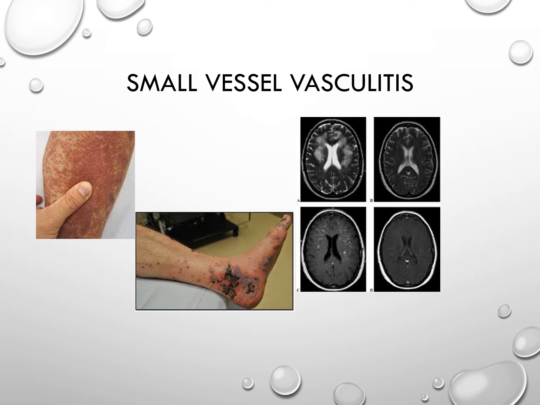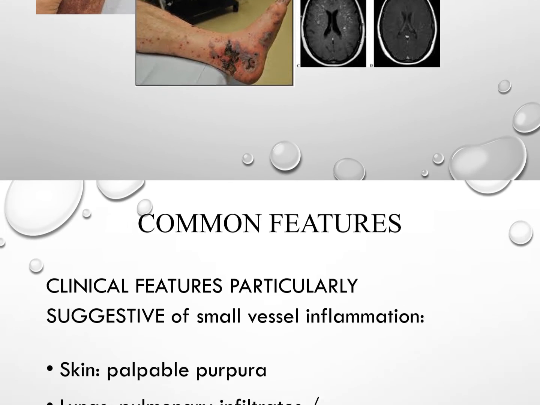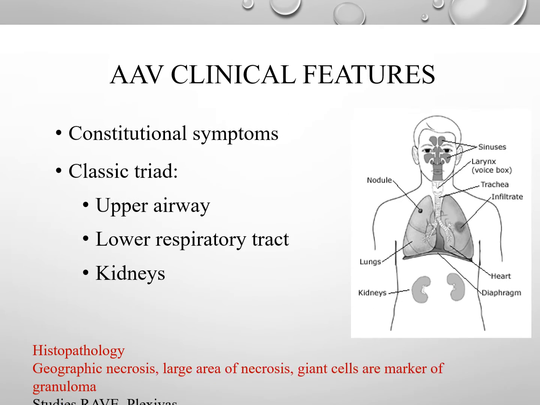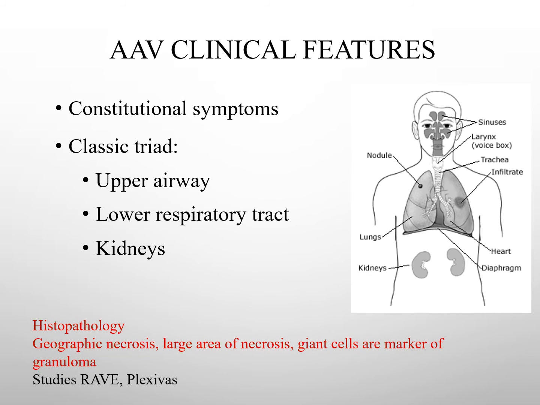The final group we will talk about today is the small vessel vasculitis, and the common features, as we've mentioned before, are skin, lung, kidney, and neurological manifestations. What about ANCA-vasculitis? It has a characteristic triad: upper and lower respiratory tract affection as well as the kidneys. Histopathology usually shows a geographic necrosis with a large area of necrosis and giant cell infiltration, which is a marker of granuloma.